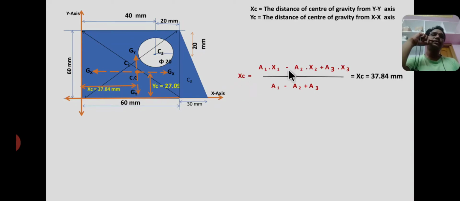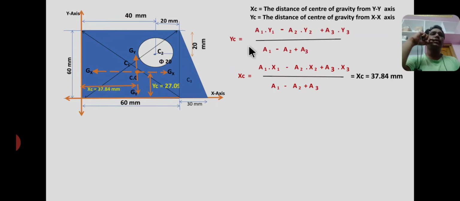So minus refers to removing portion, removal part. Therefore xc equal to 37.84 from y-axis, and similarly yc equal to a1 y1 minus a2 y2 plus a3 y3 by a1 minus a2 plus a3. Here also same negative sign for hollow portions, and the final answer yc equal to 27.09 mm. That means from here to here the distance is yc.